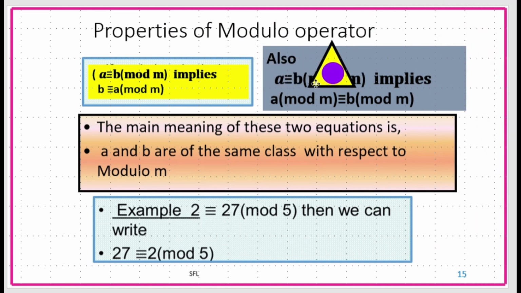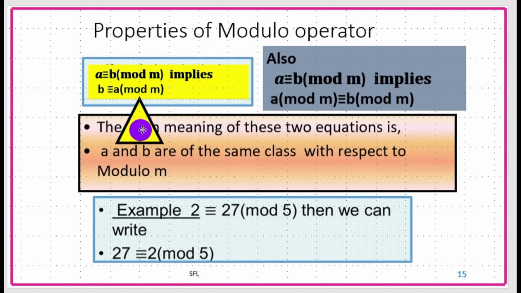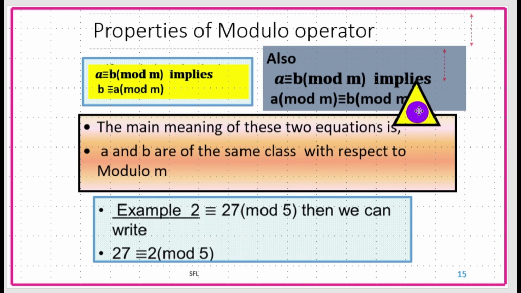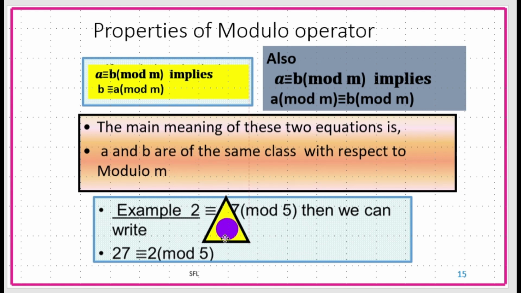Properties of modulo operator. A congruent to B mod M implies B congruent to A mod M. Also, A congruent to B mod M implies A mod M congruent to B mod M. The main meaning of these two equations is A and B are of the same class with respect to modulo M. Numerically, A and B are not equal, but in terms of the remainder they give when divided by M, they are equal, since both give the same remainder.